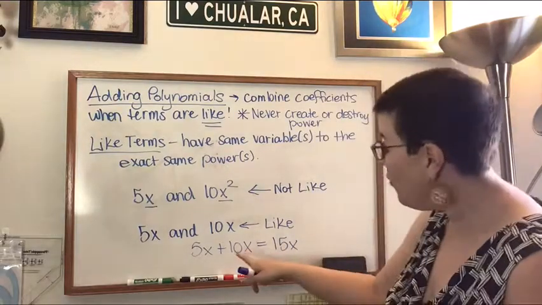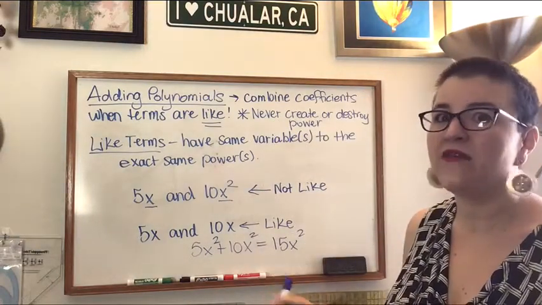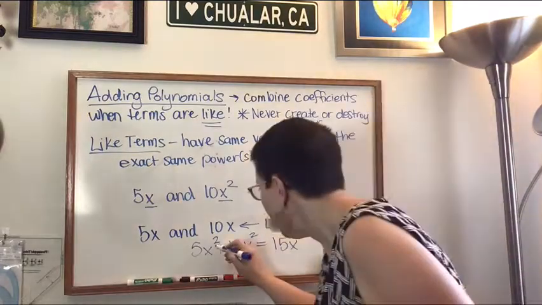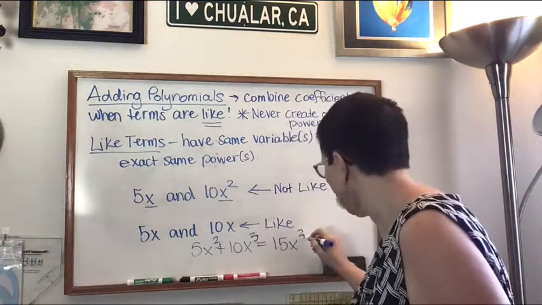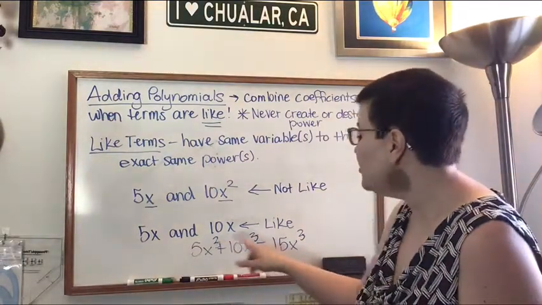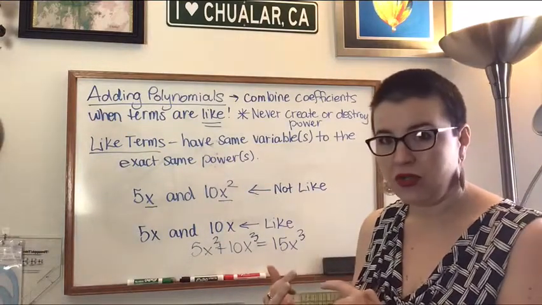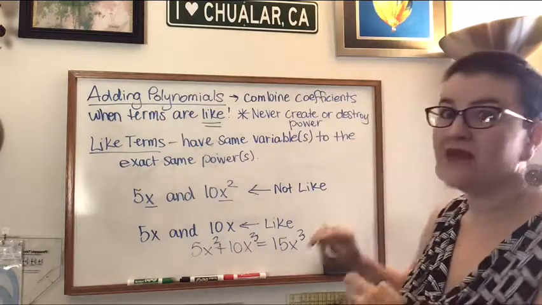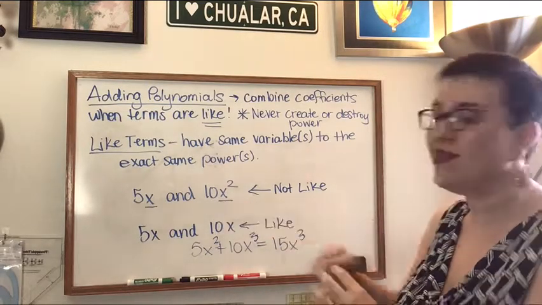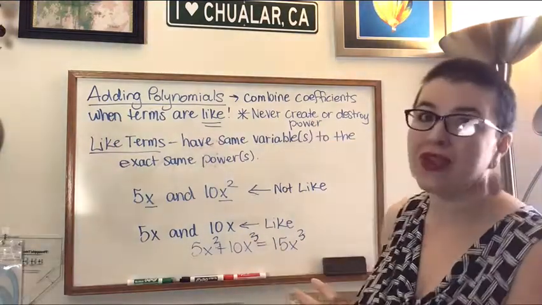Now, if the powers were bigger, it would still be the same idea. If I have 5x squareds and 10x squareds, I just have 15x squareds together. If I have 5x cubed and 10x cubed, I have 15x cubed together. So notice, the powers need to match, but when I actually go to combine, the powers don't change. Okay, so like terms, they have to have the exact same variables to the exact same powers. If they're not like, they can hang out together, but they won't combine. And if they do combine, they do not create or destroy powers.